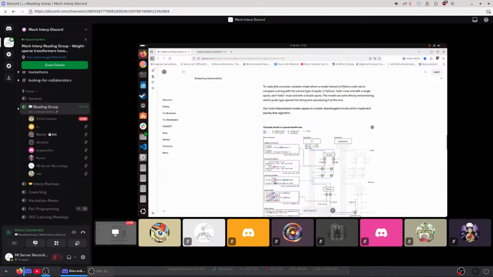To make this concrete, consider a task where a model trained on Python code has to complete a string with the correct type of quote. In Python, a string opened with a single quote must end with a single quote, and one opened with a double quote must end with a double quote. The model can solve this by remembering which quote type opened a string and reproducing it at the end. Makes sense.